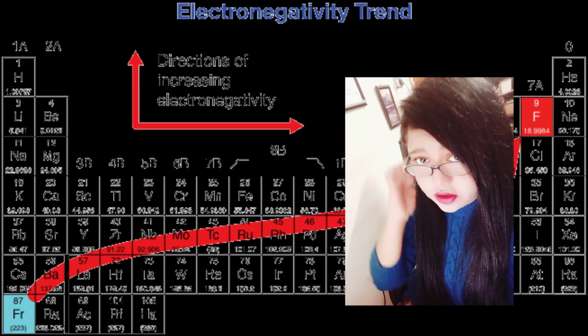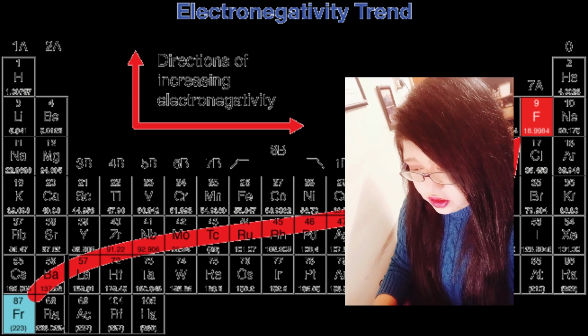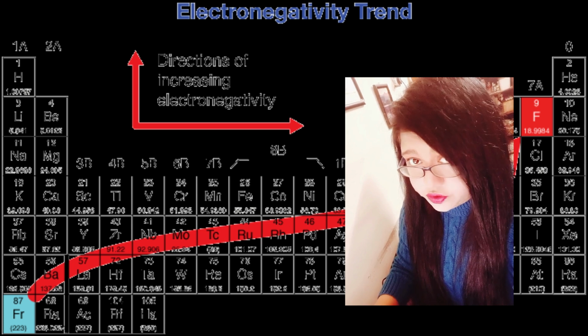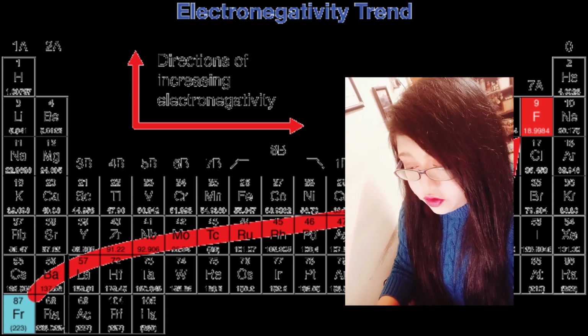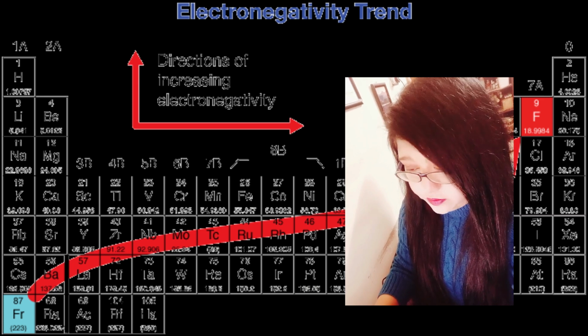Today our topic is electronegativity. So let's start. What is electronegativity? Electronegativity is the measure of the ability of an atom in a bond to attract the electrons, and which bond would have a greater attraction for the electrons in this bond and why.